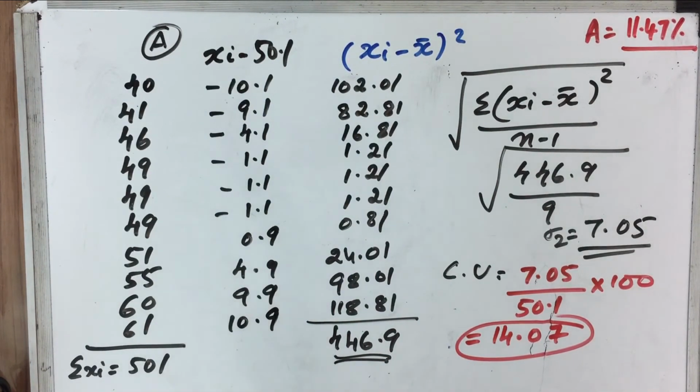So what is important is, now the first sample, sample A, has a coefficient of variation of 11.47, and sample B is 14.07. So therefore it is very clear that sample A has less variability. The data is more consistent in comparison to data B. So this is the significance of the coefficient of variation. We come to know how well the data is spread.